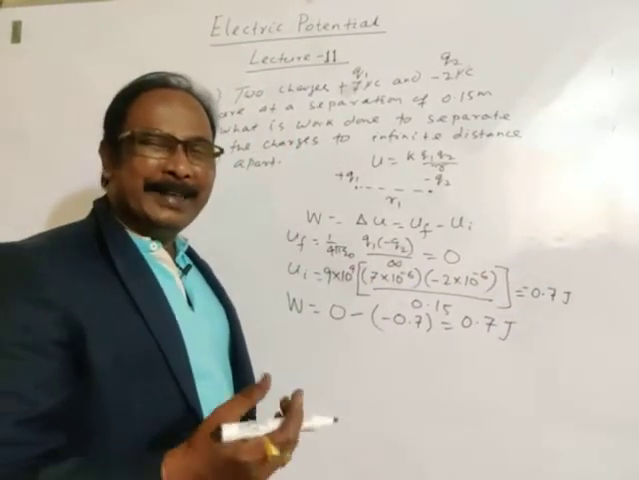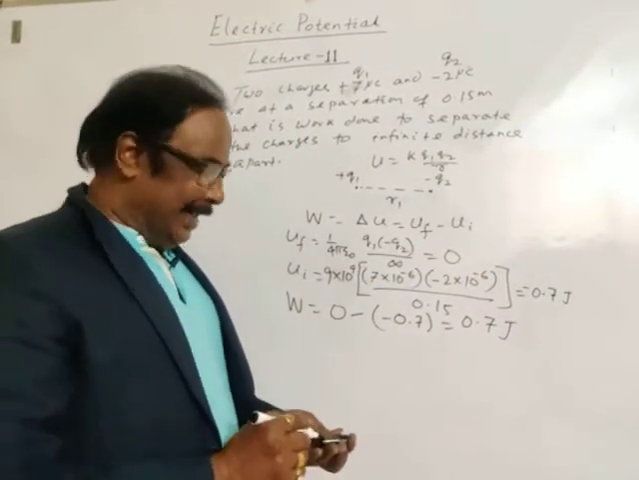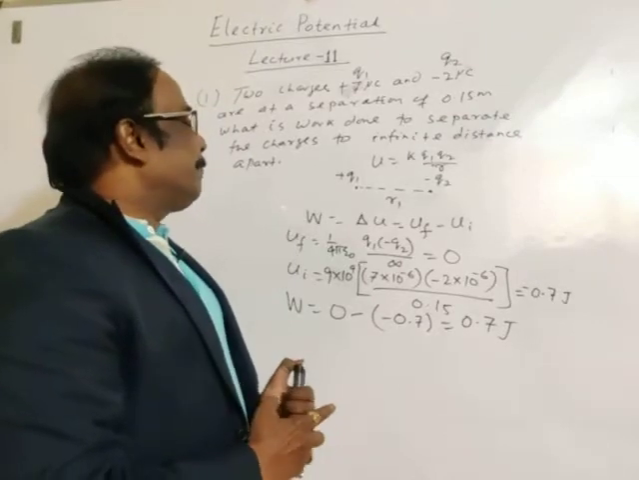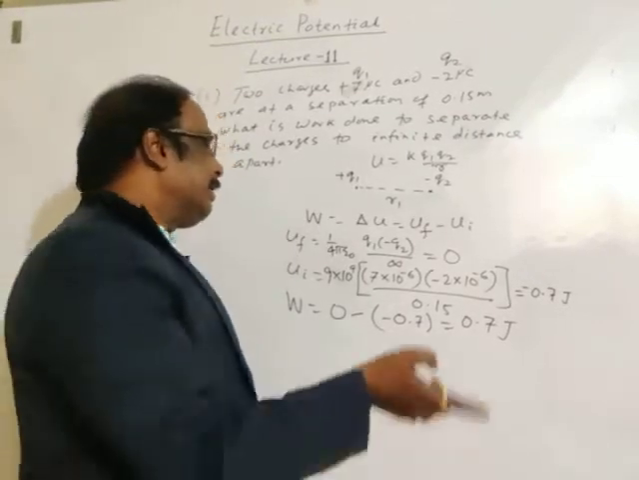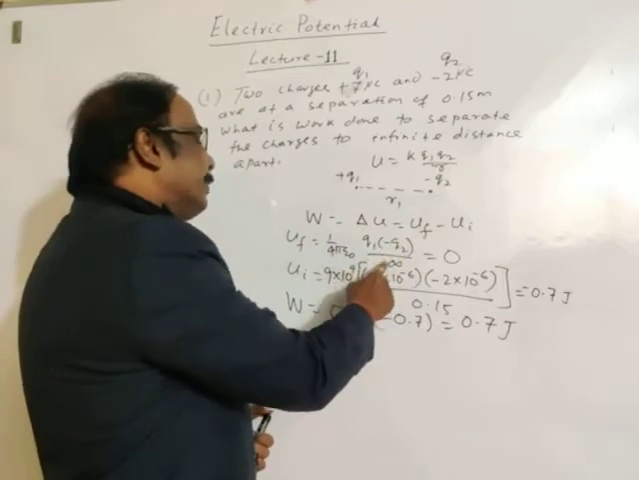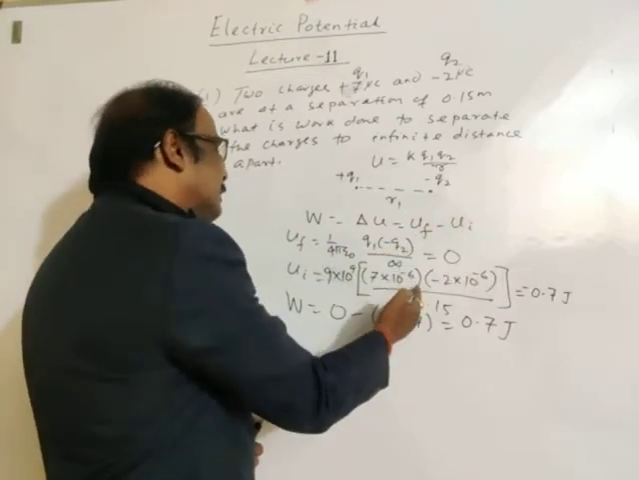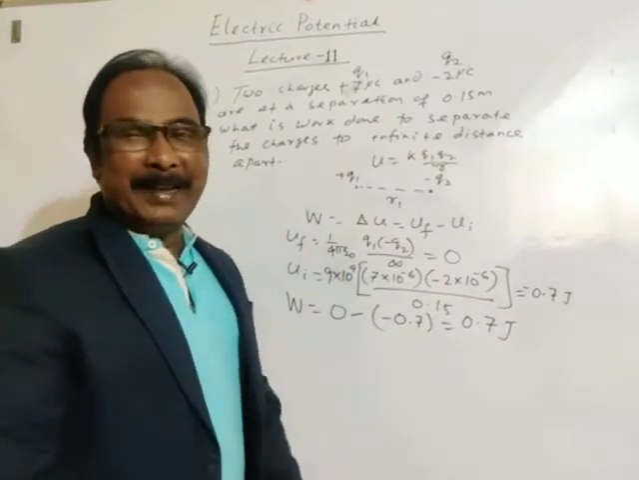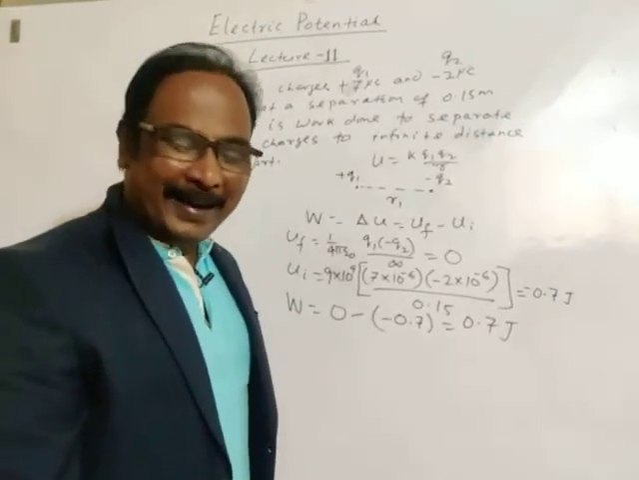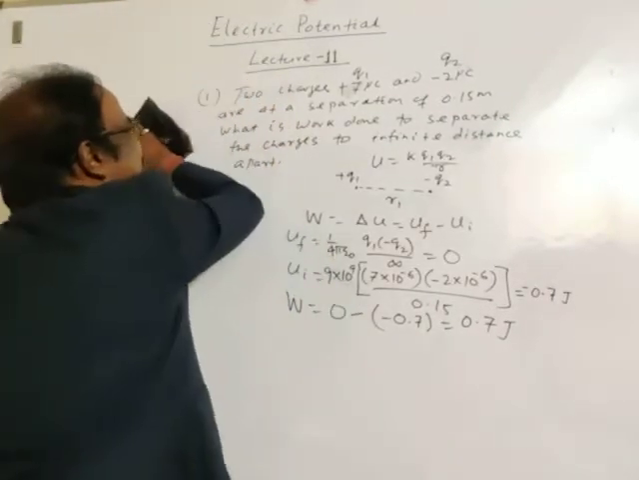Two easier numericals. So this is the principle: work is change in potential energy, final potential energy minus initial potential energy. Then the change in potential energy is the work. Okay, then question number 2.